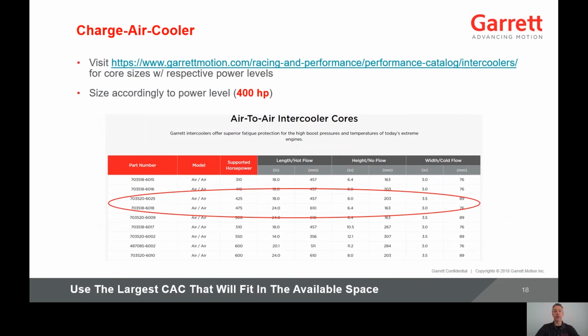For charge air cooler sizing, visit the Garrett Motion website to review core sizes and their respective power levels. For our 400 horsepower application, there are a few cores appropriate for that power level. In general, use the largest charge air cooler that will fit the available space. Usually you run out of space before you use a charge air cooler that is too large.